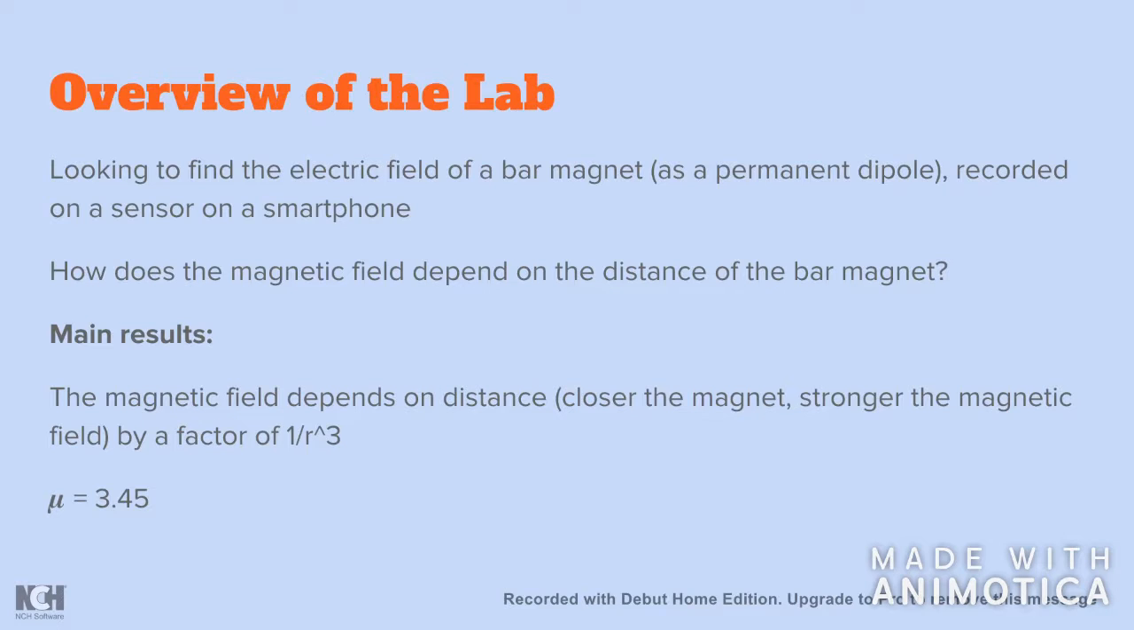My findings have determined that the closer the magnet is held to the sensor on my phone, the stronger the magnetic field is. This distance dependence is related by a factor of r to the negative third. The value for mu, which is the magnetic dipole moment that I calculated from my data, was 3.45. I will further explain later how I reached this value.